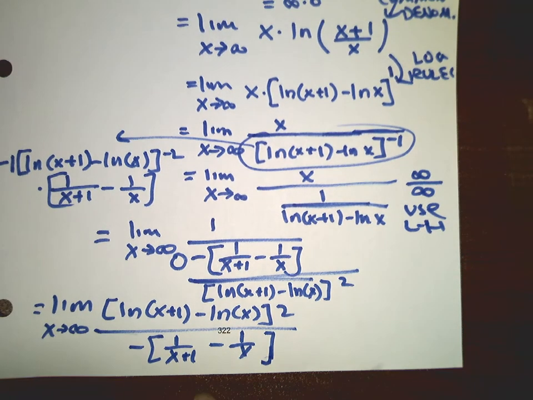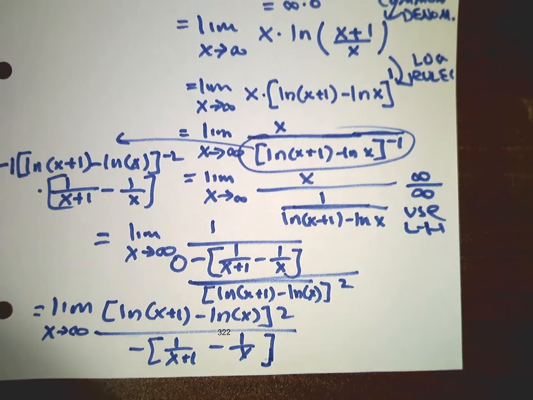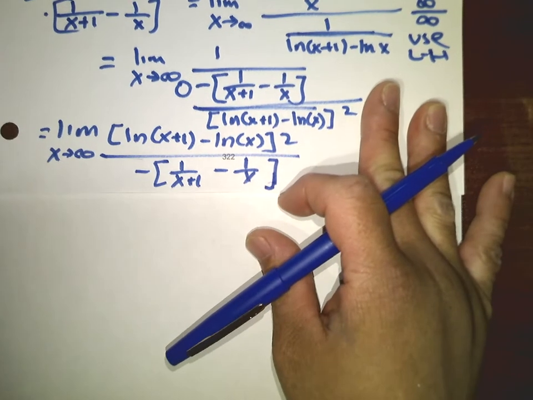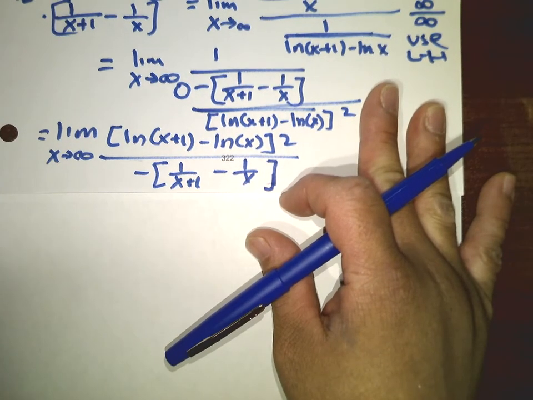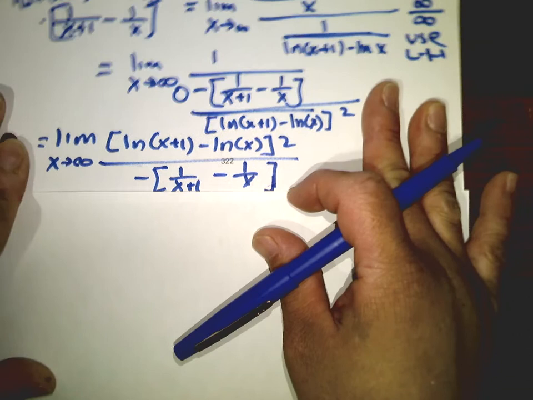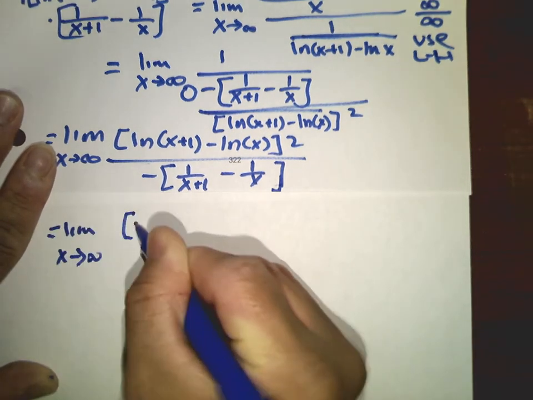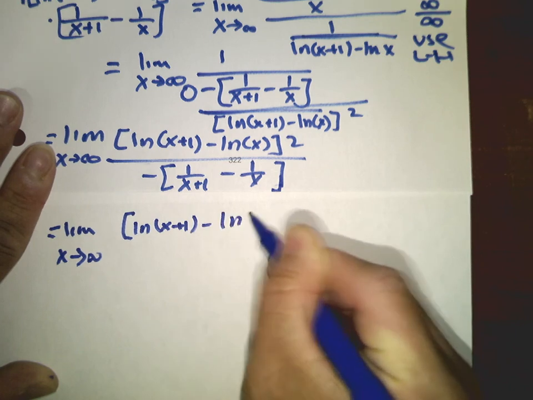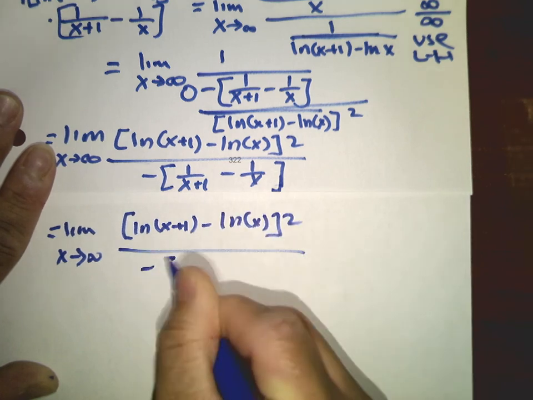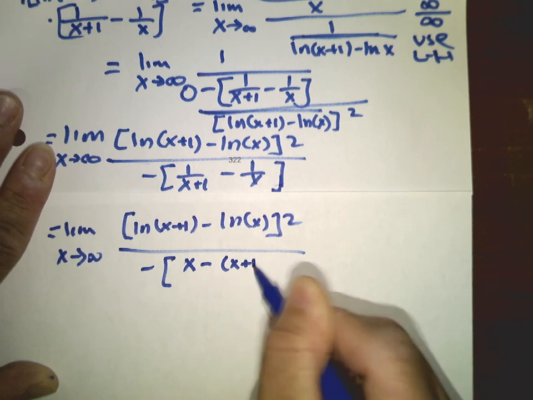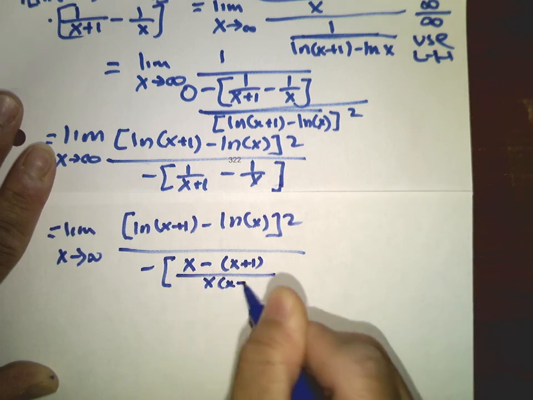You could actually find a common denominator at this point, and I don't know if it will help, but let's try it. Let's just see if finding a common denominator of this again would help figure out what this would end up being. So if you have a limit as x approaches infinity of natural log of x plus 1 minus natural log of x, squared, all over negative, so that will be x minus x plus 1 all over x times x plus 1.